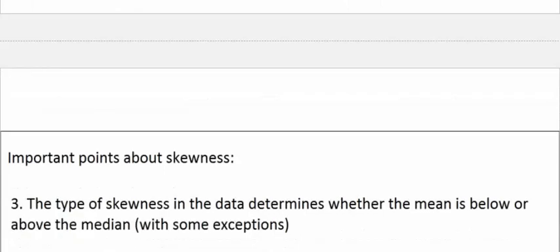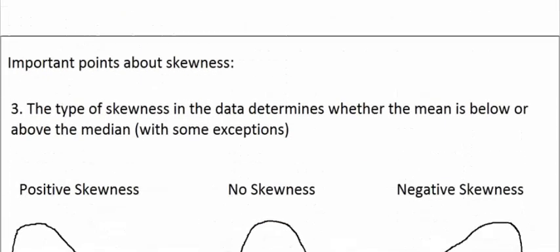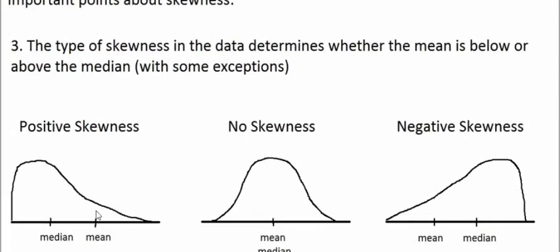So there are two types of skewness. Also, point number 3 about skewness is the type of skewness in the data determines whether the mean is below or above the median, with some exceptions. So if the data set has a positive skewness, the mean will be above the median. And if the data set has a negative skewness, the mean will be below the median. And if there's no skewness, like a normal distribution, the mean and median will be the same number.